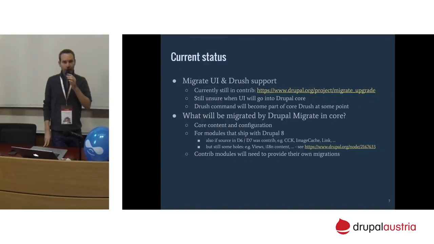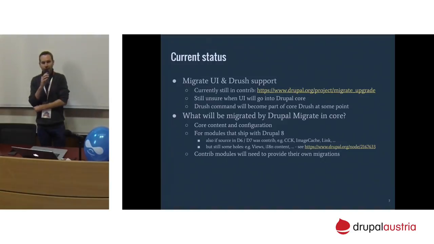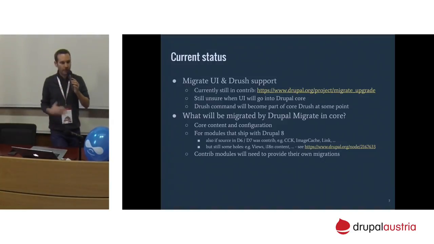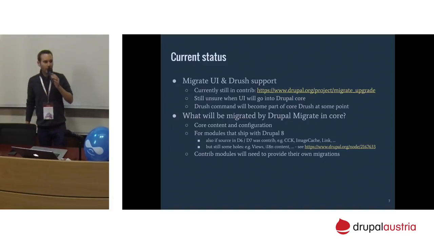we have provided migrate paths from modules that were in contrib in Drupal 6 or 7, like CCK, image cache, and things like that. So if you have your Drupal 6 site with CCK content types defined, image cache presets, things like that, there is a pretty good upgrade path to Drupal 8. You won't experience a lot of problems. But there are still some big holes.